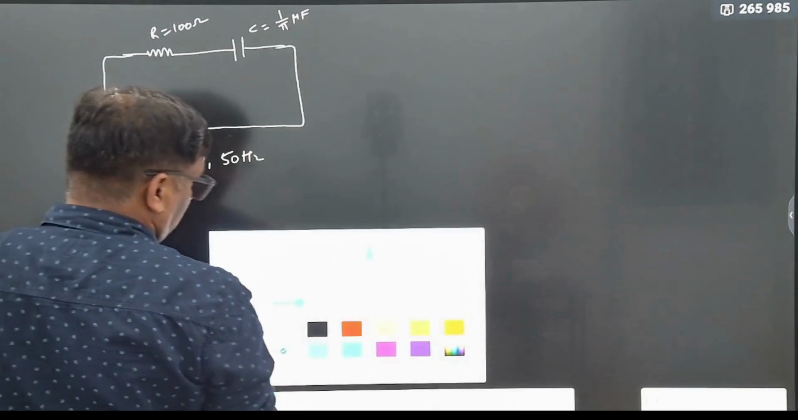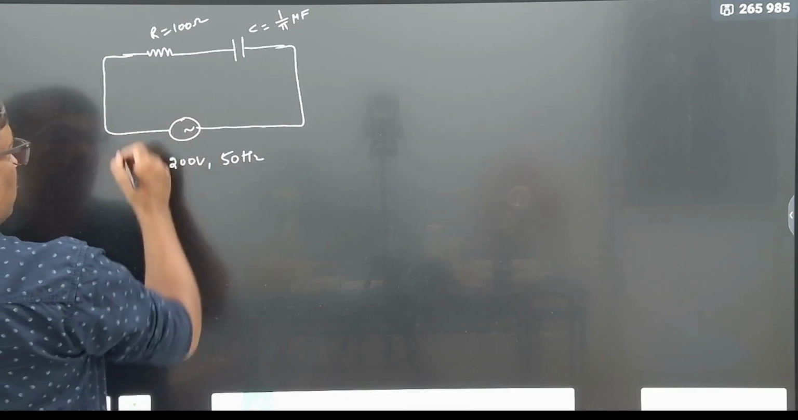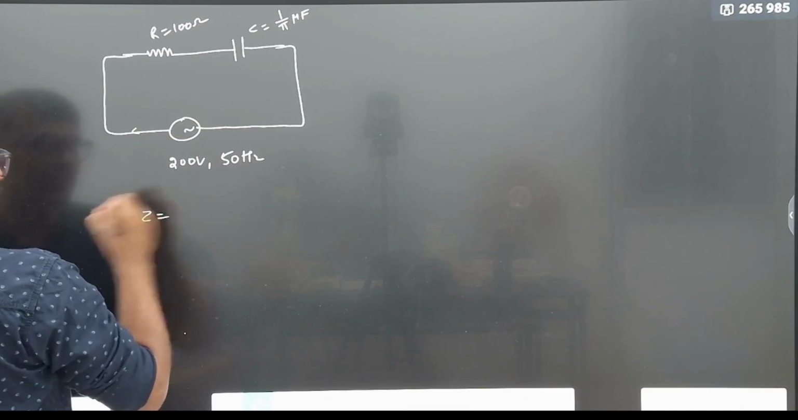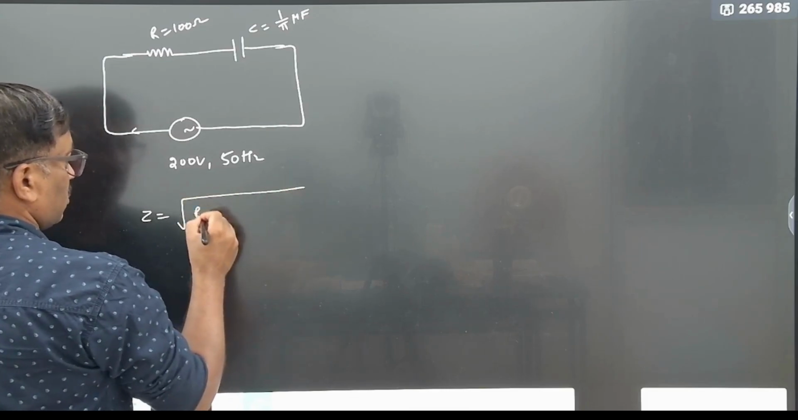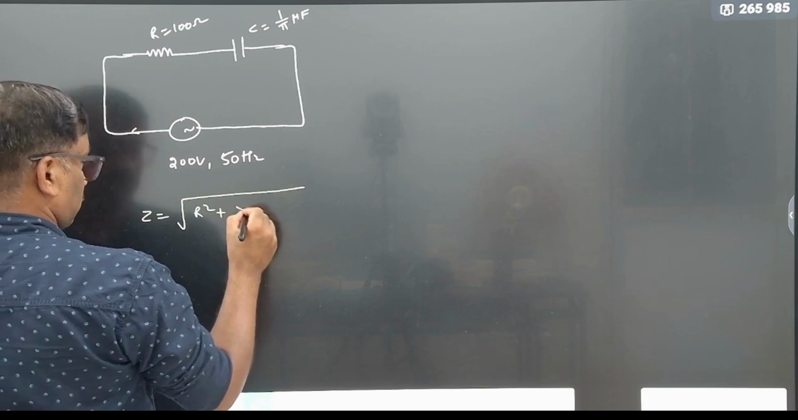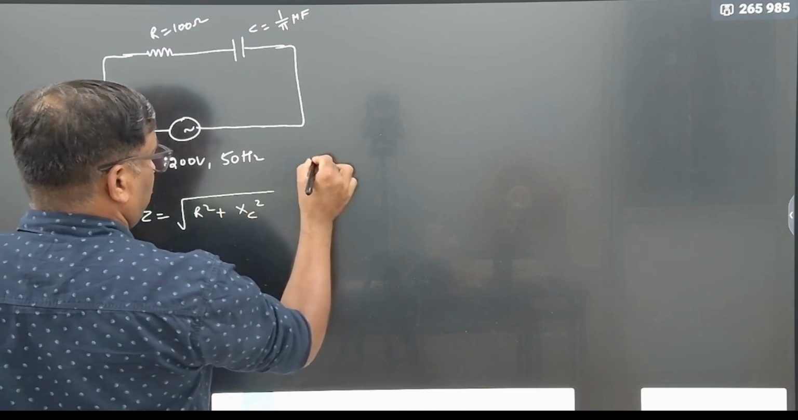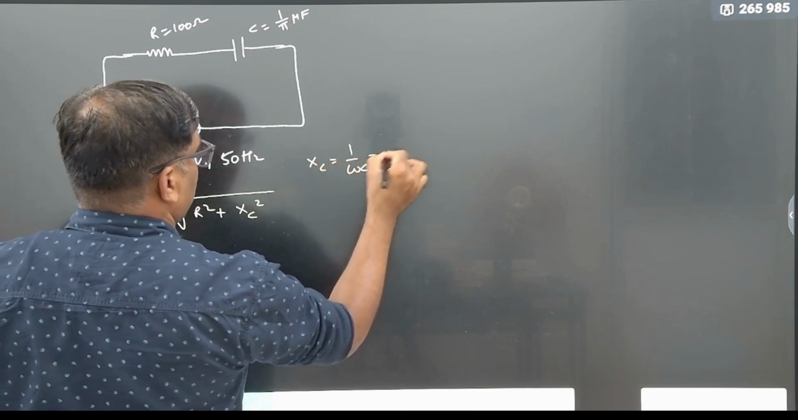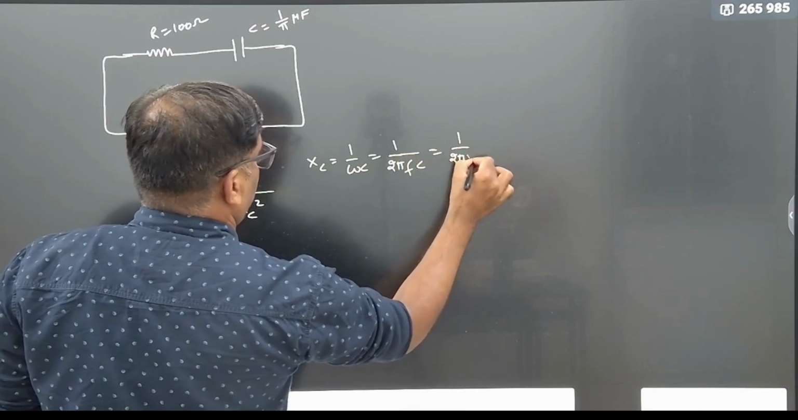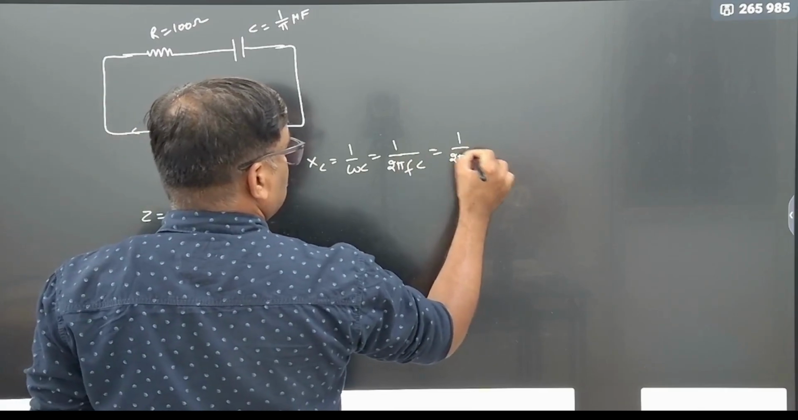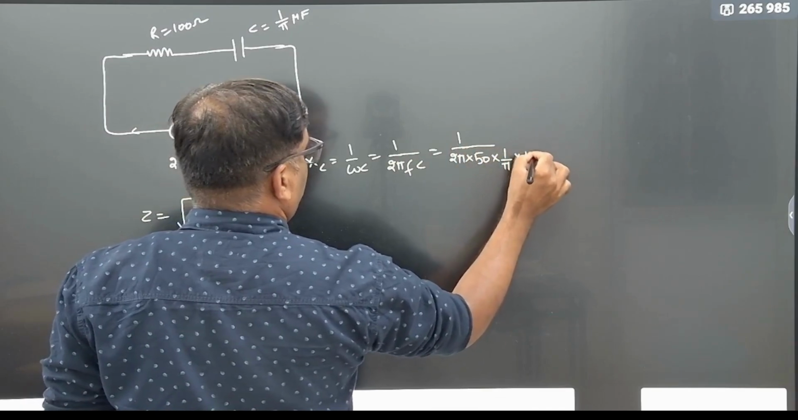Again the same thing. This is your RMS voltage, and we want to calculate current. Current means you have to calculate impedance. What is the impedance? Root of R square plus XC whole square. First let us see XC. XC is nothing but 1 by omega C, 1 by 2 pi F C. So 1 by 2 pi F is how much now? 50 by 1 by pi into 10 to the power of minus 6.